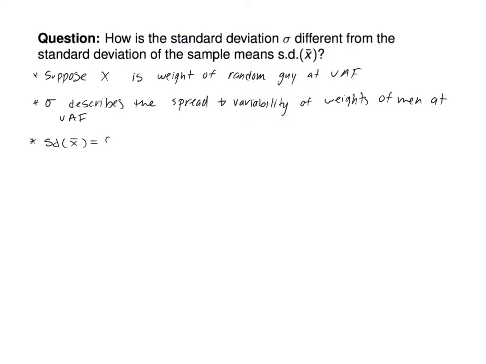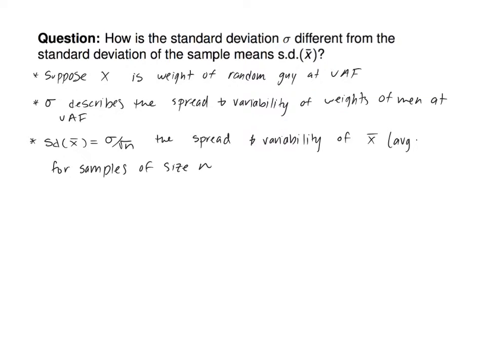SD of X bar, that's sigma over root n. Is that the same thing? No. So what's that going to tell me? The spread of what? The spread and variability of X bar. Does that make sense? Of a mean for samples of size n. And X bar would be average weight.